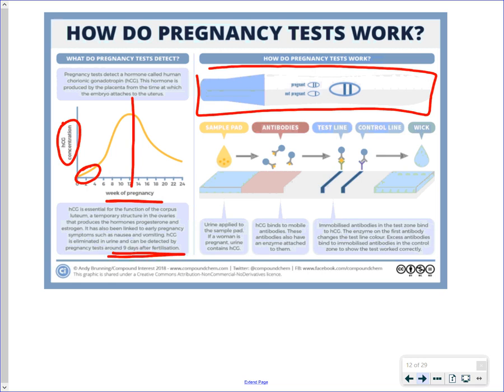Down here, again difficult to read, but it can be detected in the urine. So it is the female's urine that this hormone is going to enter. It's going to go from the blastocyst into the mother's circulation. It's going to end up passing through Bowman's capsule, ending up in the urine, and then it's going to be detectable using the home pregnancy test.